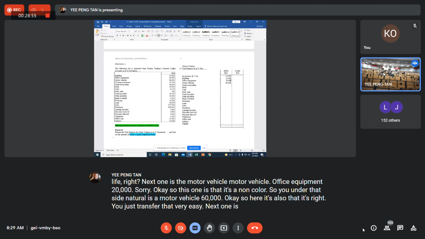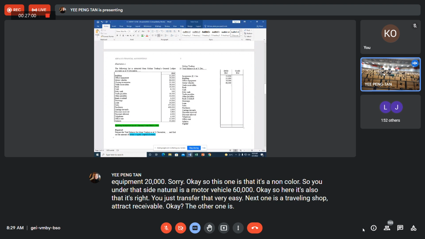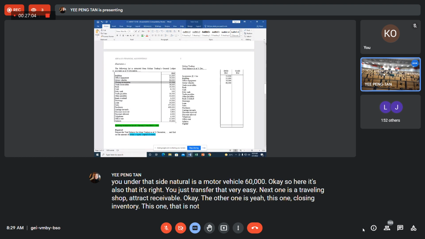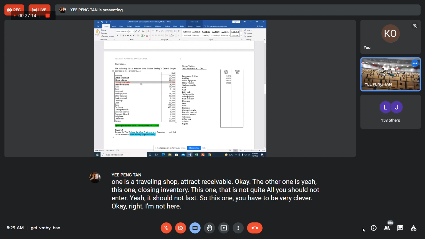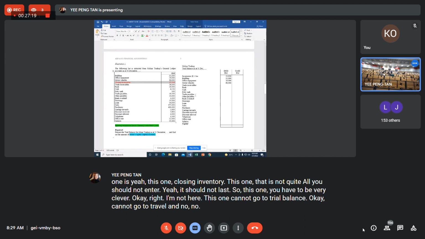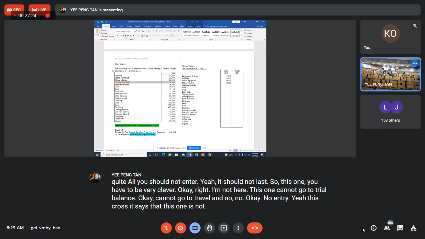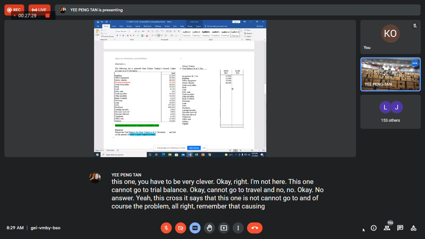Next one is trade receivable, the other one is cash out. This one, closing inventory. This one, debit side or credit side? Or you should not enter your account. You should not. So this one you have to be very careful. Write a note here: this one cannot go to trial balance. No entry. Just cross it and say that this one cannot go to trial balance. All right, remember that. Closing inventory cannot go to trial balance.